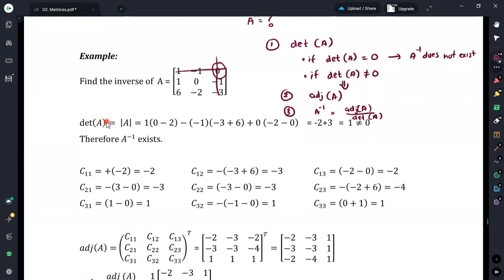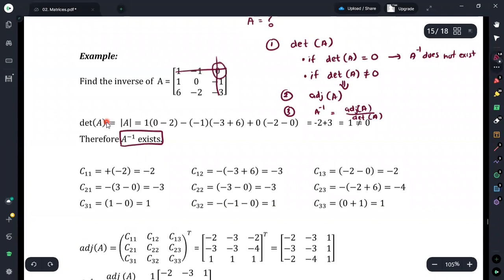That is why we can say that A inverse exists. It is because we are getting a value which differs from 0. Since if the determinant differs from 0, then we can say that A inverse exists. Since A inverse exists, then we need to obtain the adjoint matrix. Here, I will not describe how to obtain the adjoint matrix in detail. I will say the calculation steps only.